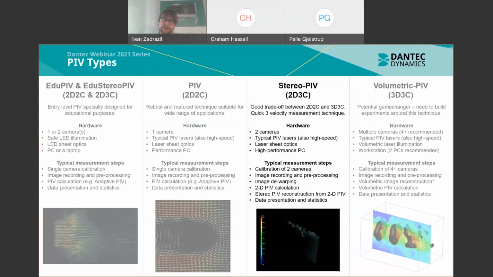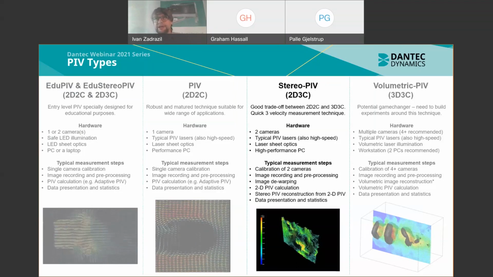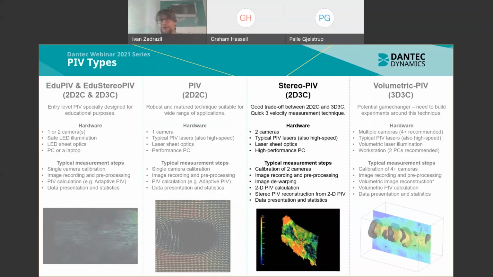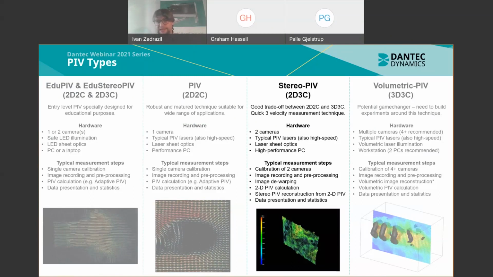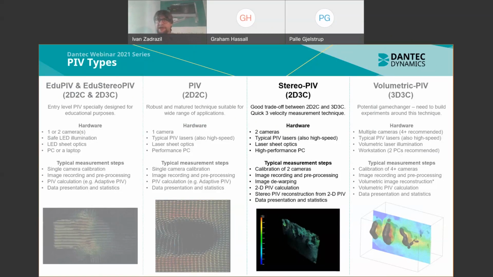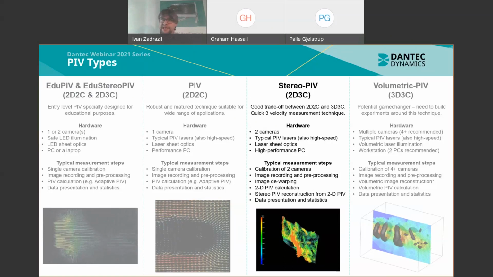Stereo PIV is a 2D 3C technique. So here the 3C means that we can measure all three velocity components in a plane, and it's a good trade-off between 2D 2C and 3D 3C PIV techniques. Over here we can relatively quickly measure all three velocity components in a plane. And hardware-wise, we have two cameras. We use exactly the same laser as with standard PIV, equipped with light sheet optics. We use a slightly more powerful PC, and the typical measurement steps are a little bit different.